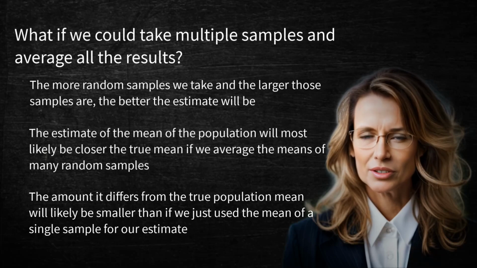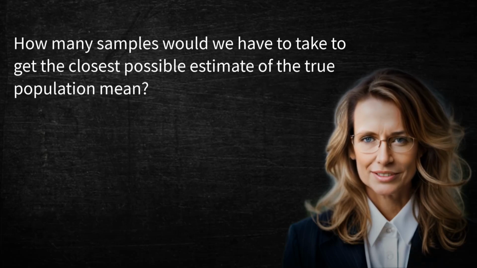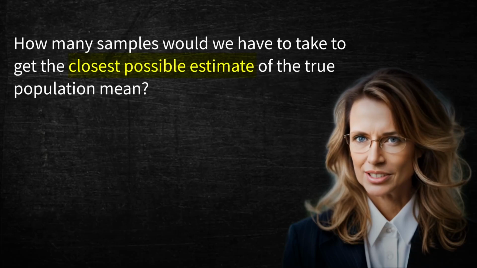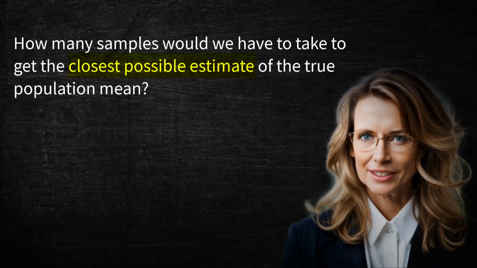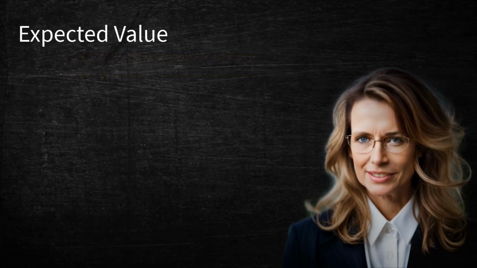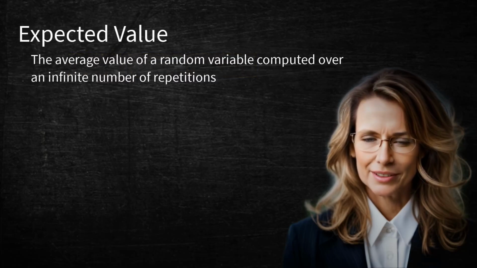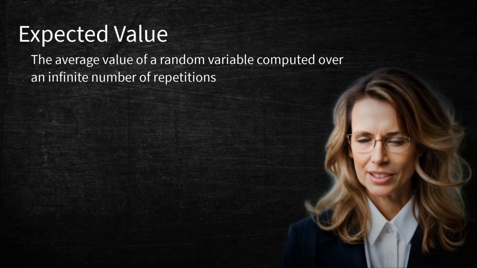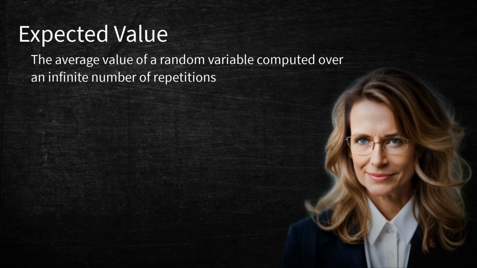So now you may be wondering, how many samples would we have to take to get the closest possible estimate of the true population mean? The answer to this question lies in a theoretical statistical concept known as expected value. The expected value is the long-run average value of a random variable over an infinite number of repetitions. An example will help to clarify this definition.